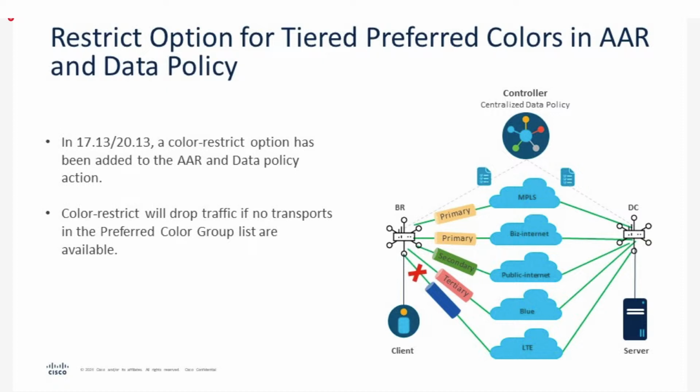So this was actually not a desired outcome for some of our customers and users, and based on the feedback we got, they wanted to have a color restrict option on the tertiary color. So in order to drop the traffic if all the colors in the preferred color group have failed, from 20.13 the color restrict option has been added for both the application aware routing and data policies. Hence the traffic will be dropped in case there is no transport available which is in the preferred color group.